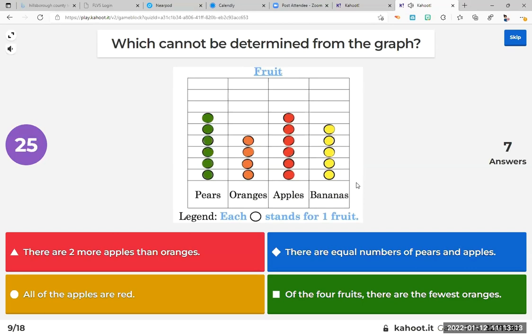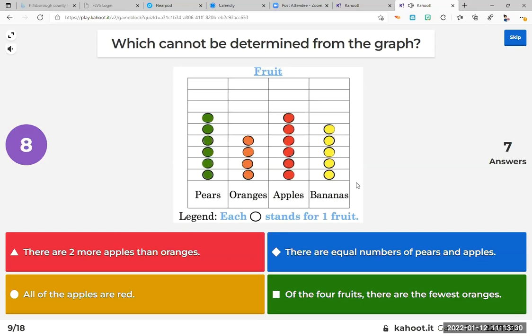But all the apples are red. What if one of them is a little pink? What if one of them is a green apple? Can you tell that from the chart alone? Or would you have to go look at the apples?